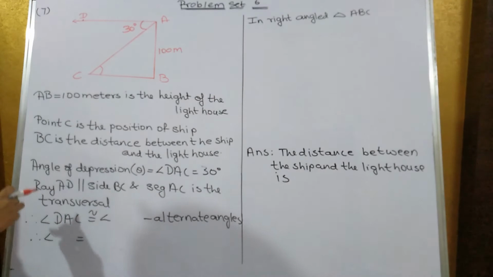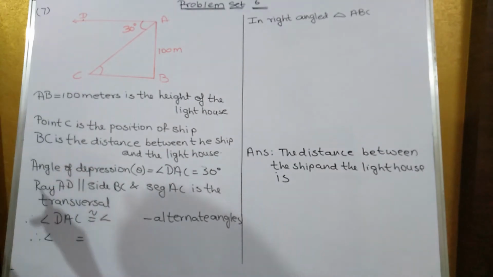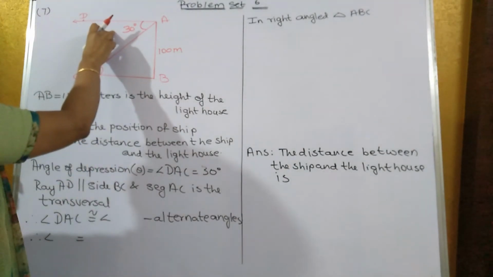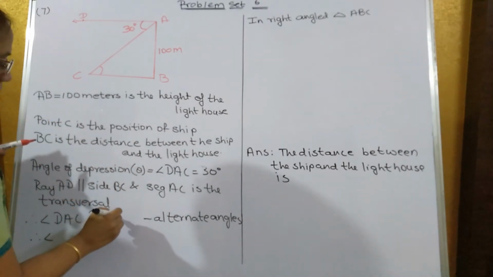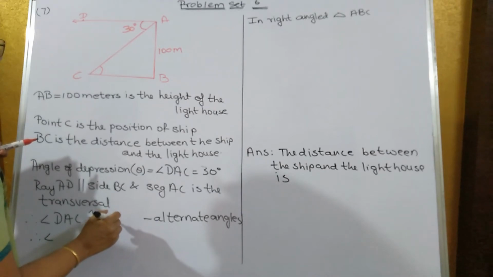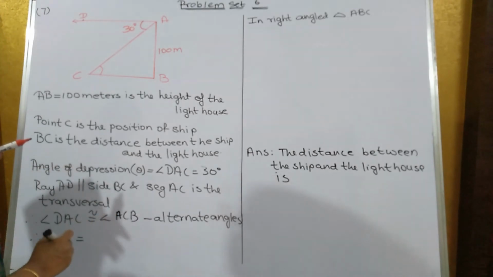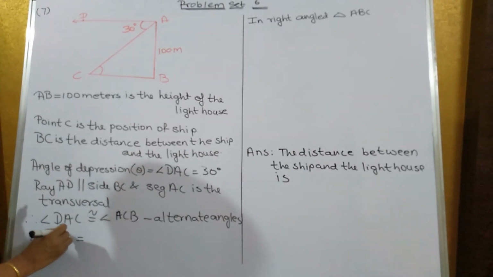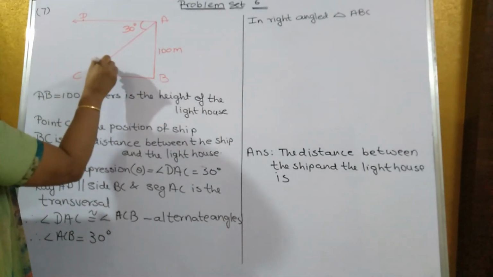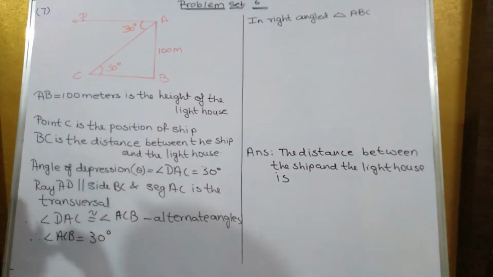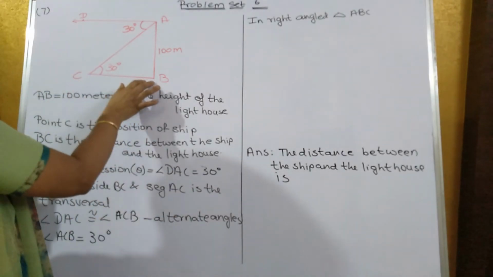30 degree. Now ray AD is parallel to ray BC and AC is a transversal, therefore this angle, that is DAC, is equal to angle ACB. Why? Because they are alternate angles. Therefore angle ACB will be equal to how much? 30 degree. So if this is 30 degree, this will also be 30 degree because alternate angles are congruent to each other. So we have to find out how far the ship is away from the lighthouse.